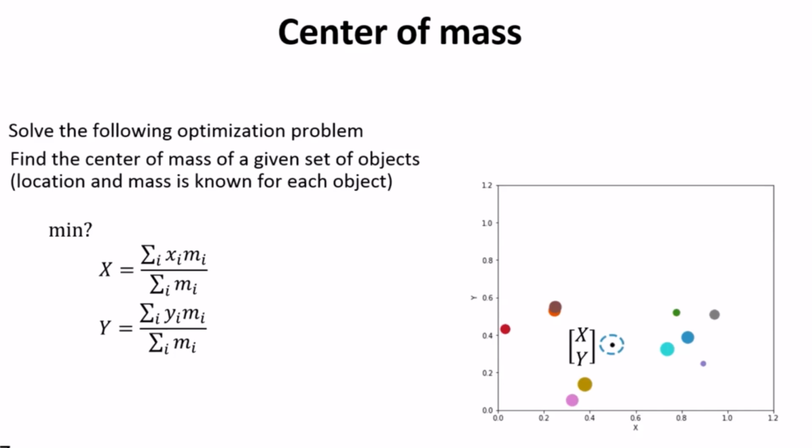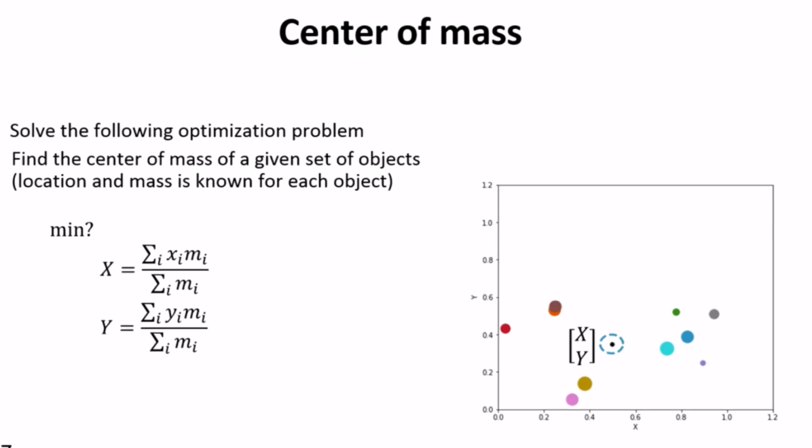Okay, this lecture is referring to calculation of center of mass. For this example, suppose we want to formulate it as an optimization problem, and the input data of the problem is as follows. We want to find out the center of mass of a given set of objects, whose location and mass are known, and we want to find out the x and y coordinates of the center of mass.